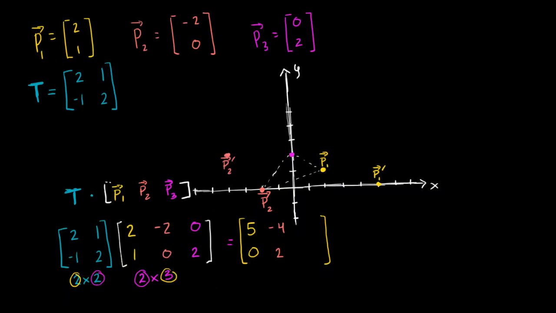And then finally, let's look at P3. So we have 2 times 0, which is 0, plus 1 times 2. So it's going to be 0 plus 2, or just 2. And then we have -1 times 0, which is 0, plus 2 times 2 is 4. So we get the point 2, 4. So 2, 1, 2, 3, 4. We go right over here. So this is P3 prime.